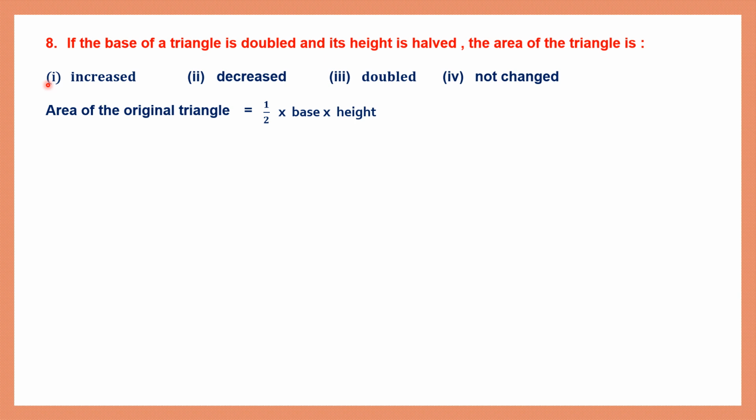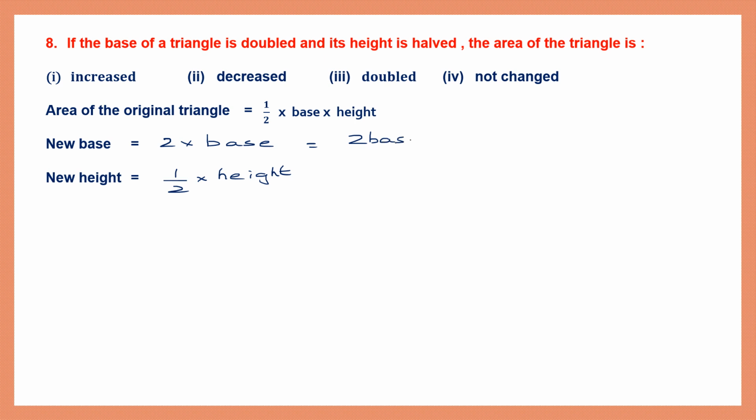Now the new base, here it says the base is doubled. So the new base will be 2 into base, isn't it? So 2 into base, the new base is doubled, and its height is half. That means half into height. So this is the new base and the new height. That means this is 2 into base is 2 base, and half into height is height by 2.